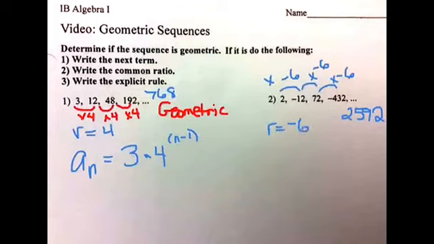Moving on to example 3. So example 3: negative 4, 20, negative 100, 400. I know negative 4 times 5 would give me negative 20, but I want positive 20. So I'm going to try negative 4 times negative 5, and that's going to work out. Multiply that times negative 5, I get negative 100. Multiply that times negative 5, and I should get 500, but it says 400.